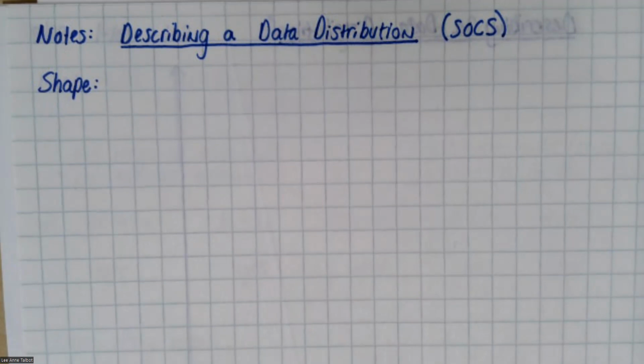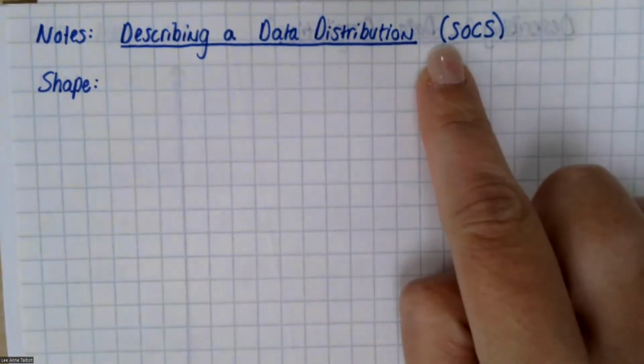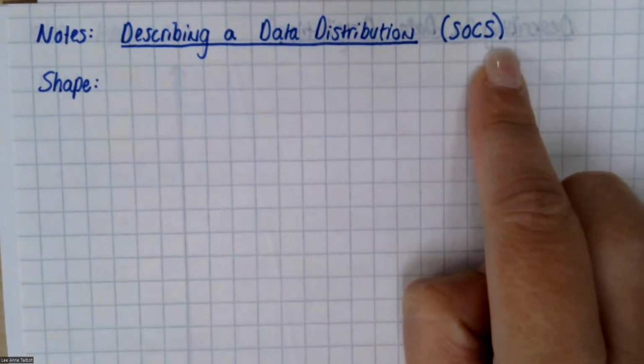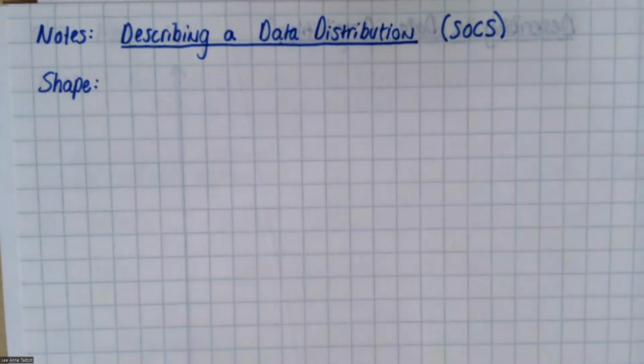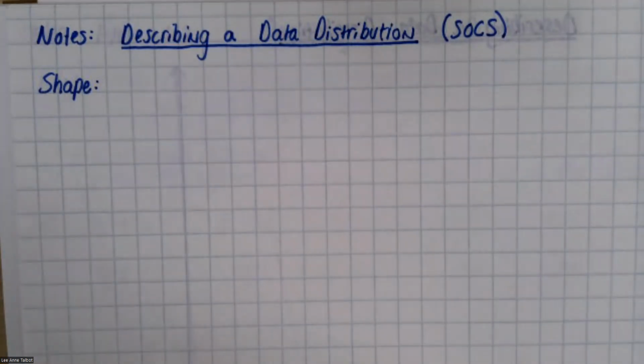Okay, first thing you need to know is that SOCS is an acronym here. It stands for Shape Outlier Center Spread. It's how even the AP Stat students remember to answer all the questions about describing a distribution. And for shape, I put little shape guys on your table. So if you could find that page, and then we're gonna arts and crafts that into our notebooks.